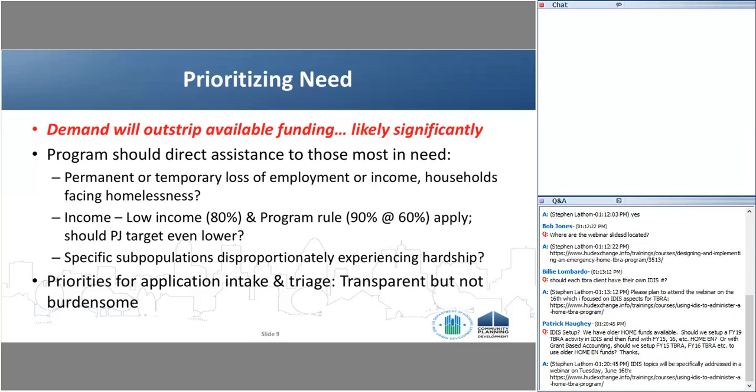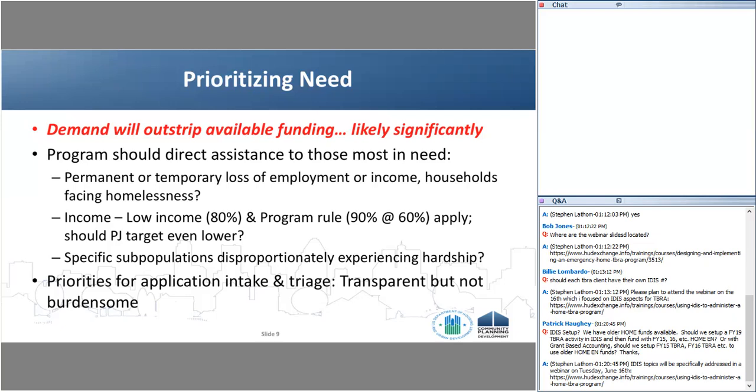The other issue is income. As you know, HOME requires all tenants assisted under HOME to be low income, which is at or below 80% of area median income. But it also requires, as what we call the program rule, for 90% of the PJ's rental units and rental assistance annually to assist households at or below 60% of area median income. A lot of PJs will naturally default to the 60% limit, but some might choose to target even lower, given the number of people who are out of work and unemployed at the moment.